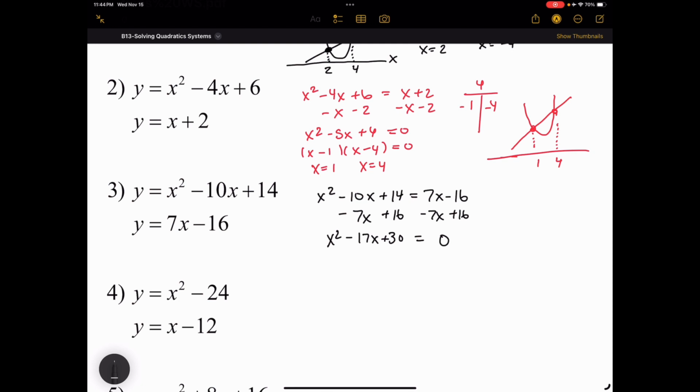So multiples of positive 30 that add up to negative 17. I'm thinking 15 and 2. Negative 15 and negative 2, since it's negative 17. All right, so the factors are going to be x minus 15, x minus 2, which is equal to 0. We see that x is equal to positive 15 and x is equal to positive 2. Again, the parabola intersects with the line at 2 and 15.